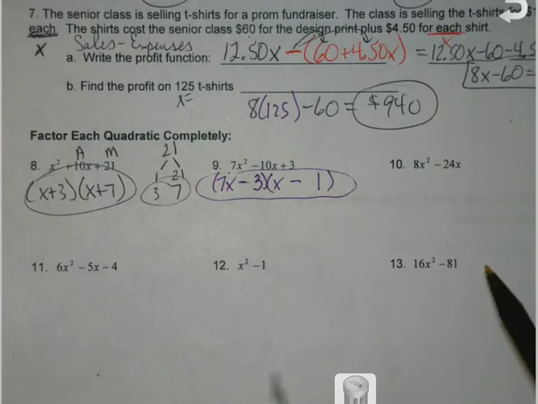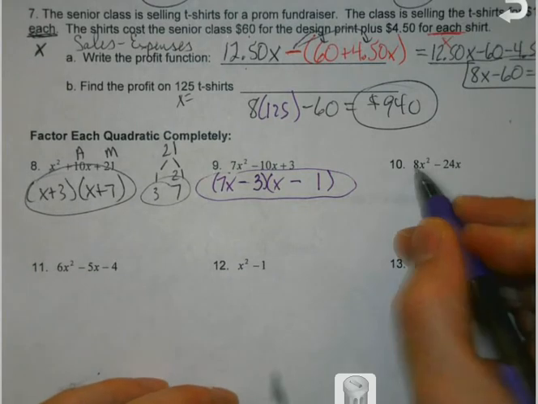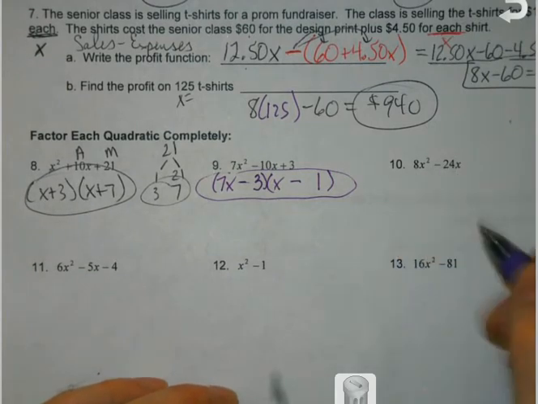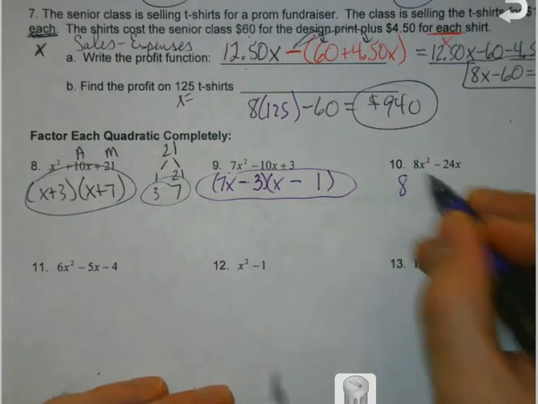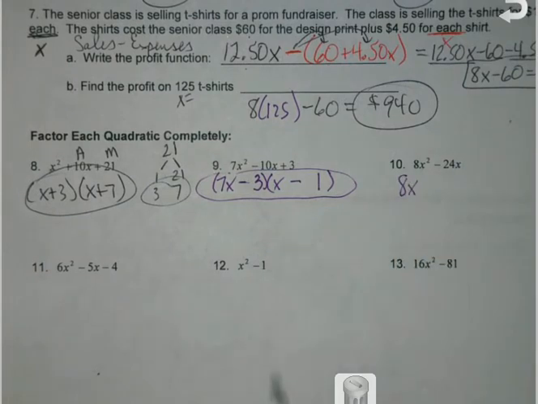But what I always want to do before I do any of these problems is look to see, do we have anything in common? For number 10, we do. What are these both divisible by? What goes into 8 and 24? Right, 8 does, and I also see I can take an x out of each one.